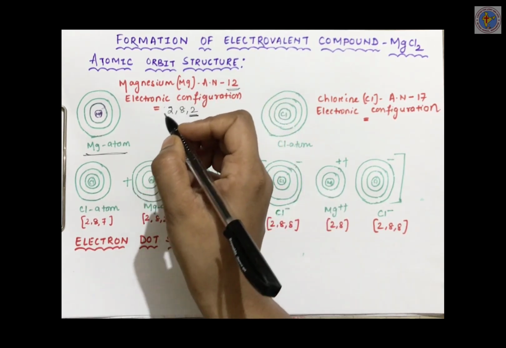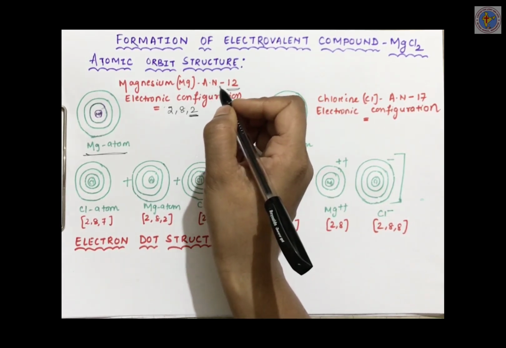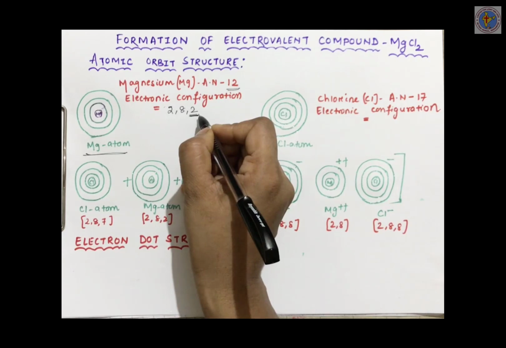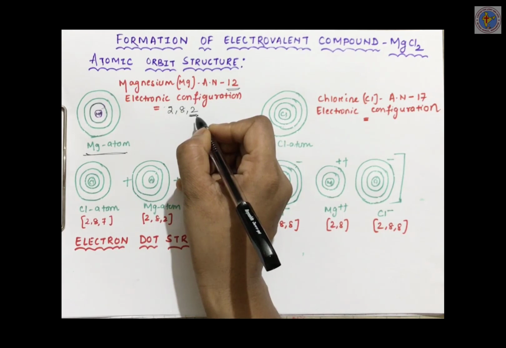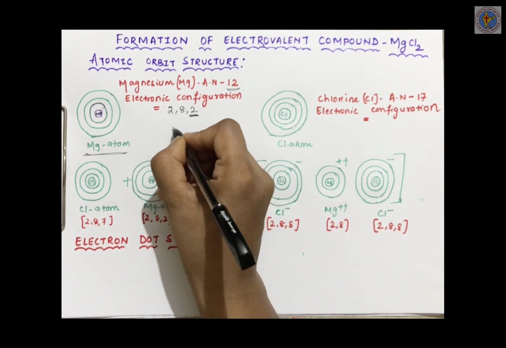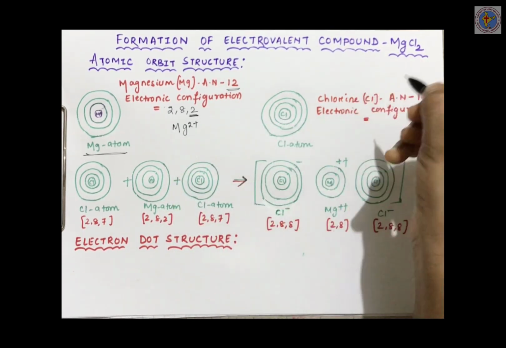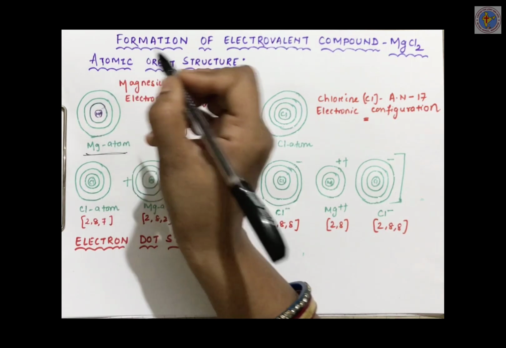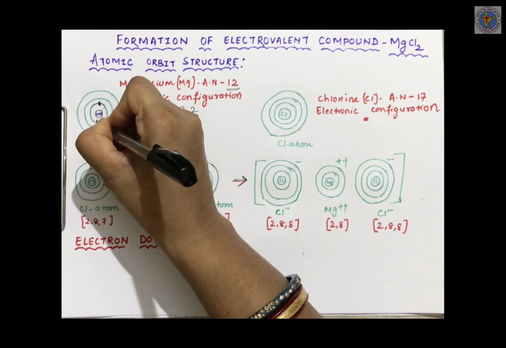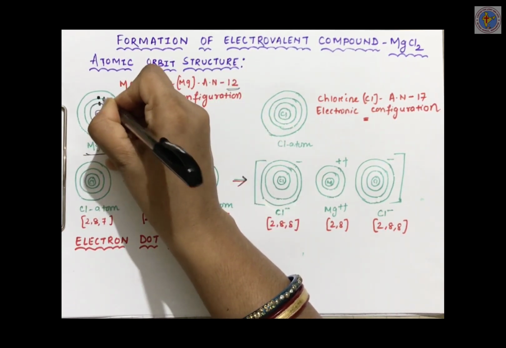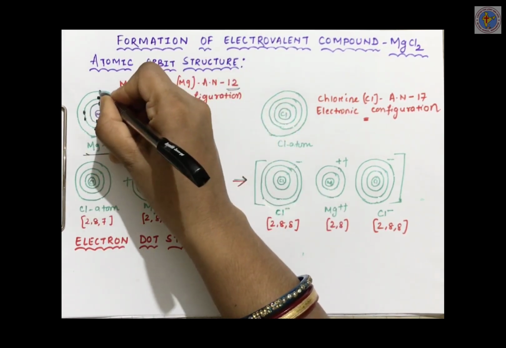After losing 2 electrons, what will happen, children? The magnesium will be converted into magnesium ion, that is cation. Why, children? Because cations are formed due to loss of electrons. So after losing 2 electrons, it will become Mg2 plus, right? So here let us draw the orbital structure of magnesium. 2, 8, 2, that means this is your nucleus, as I told. So this is 2 and this is 8. 1 2 3 4 5 6 7 8 and 2, 1, 2.